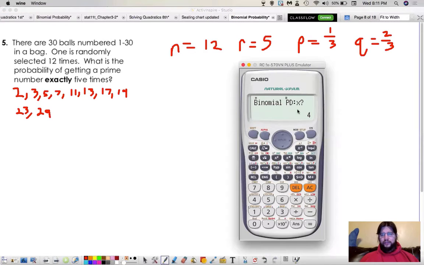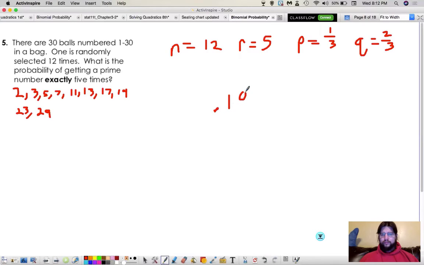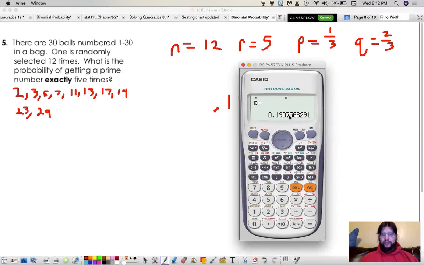We get equals, it also gets back there. So R is 5, N is 12, P is 1/3. This one, you have to use a fraction. There's no getting around it. You can't do a decimal for 1/3. 0.1908. This is bigger than 5, so that, well, that's 5, so this rounded up.